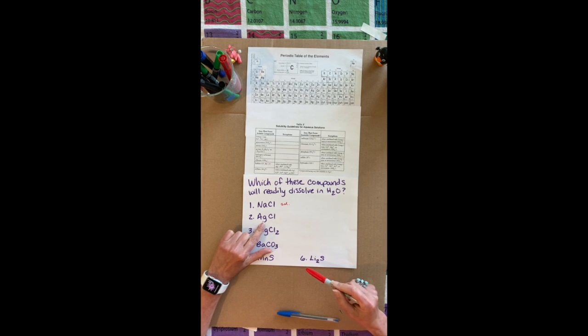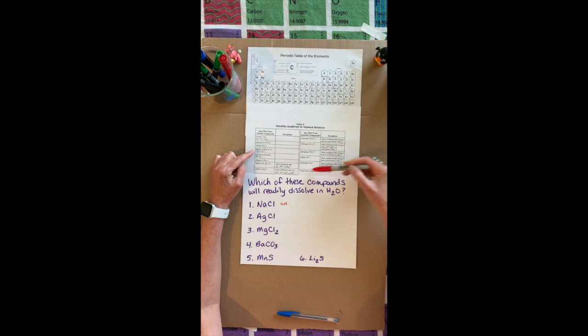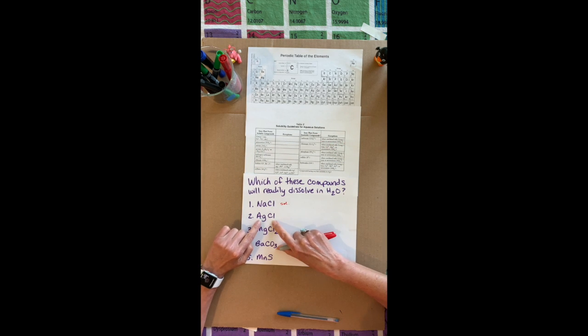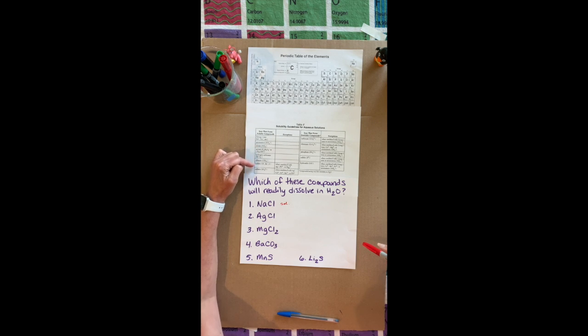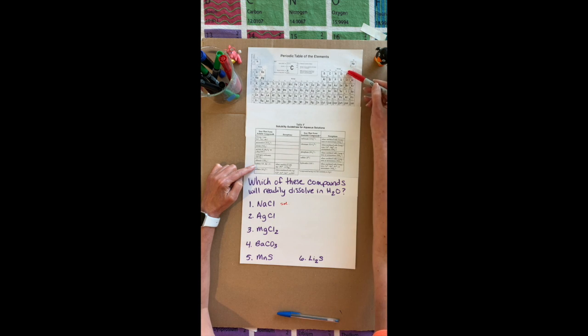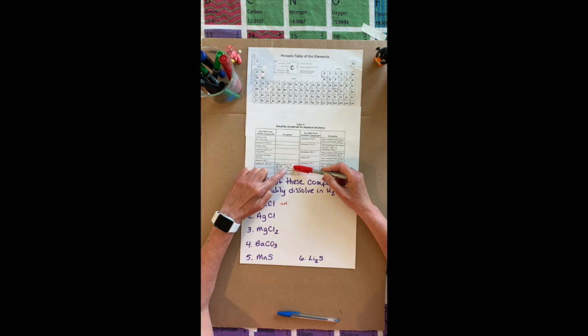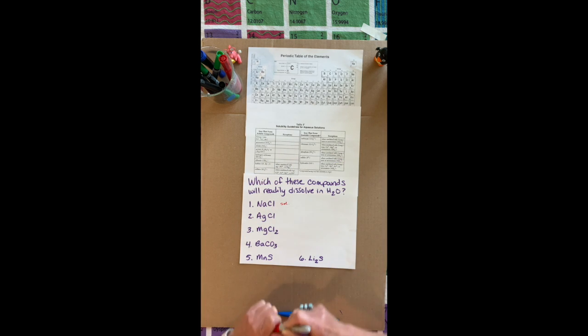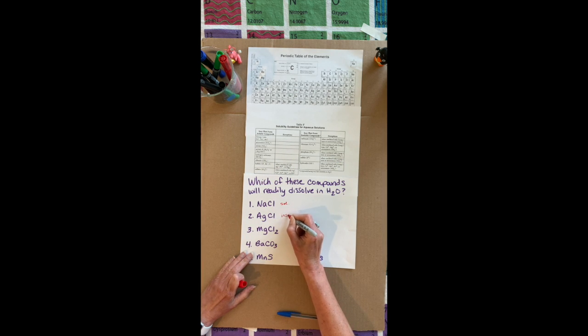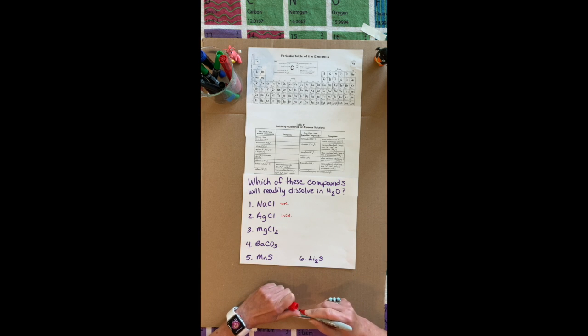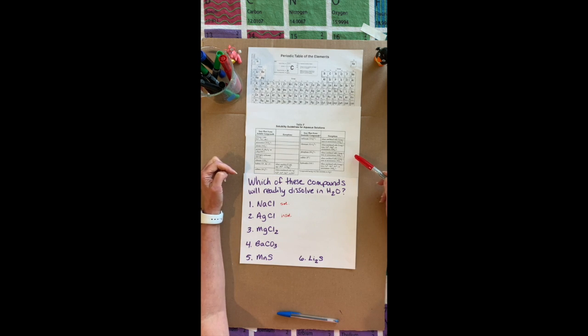Silver chloride. Well, what I do when I'm looking at this chart, I look for both parts. I look for the silver and I look for the chlorine. And I'm going down here along the way. Whoa, we've got halides, halogens, halides. Chlorine is soluble in water except when combined with silver, lead, or mercury. Guess what? This is insoluble. Okay, we next have magnesium chloride.